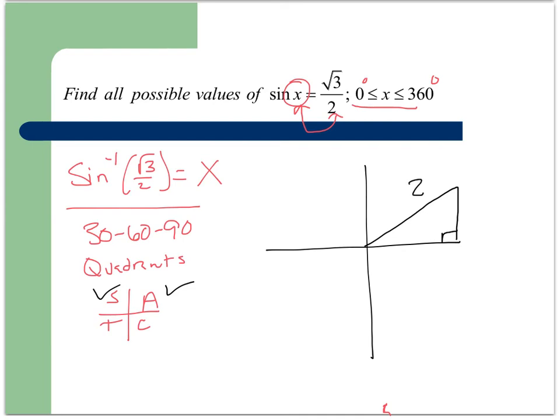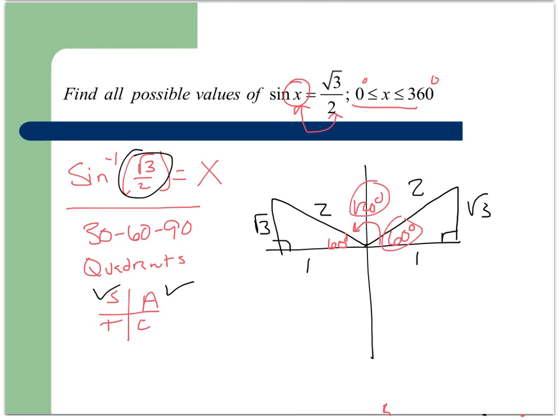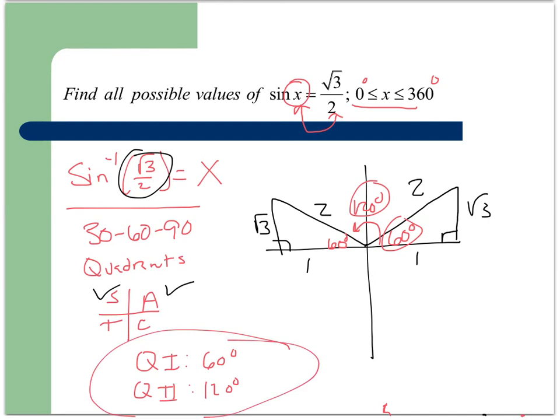It's opposite over hypotenuse, so the hypotenuse is 2 and the opposite is √3, and I'm going to have the same triangle here: 2, √3, 1. What angle is always across from 30? 60 degrees. We have this rotation. If the reference angle is 60 degrees here, that makes this 120 degrees. So I have my two angle measurements: my first quadrant angle, 60 degrees, and my second quadrant angle, 120 degrees. Those are my two answers.